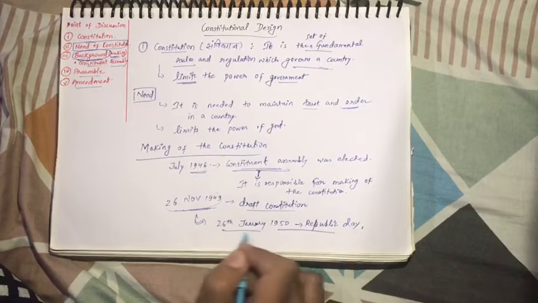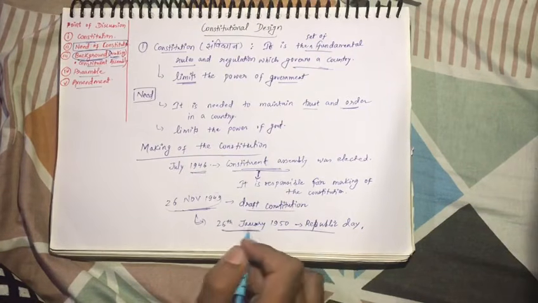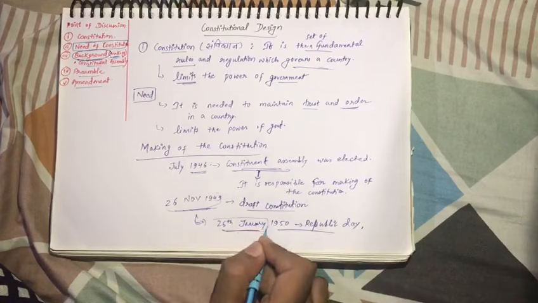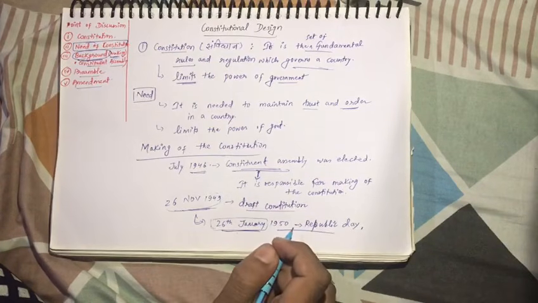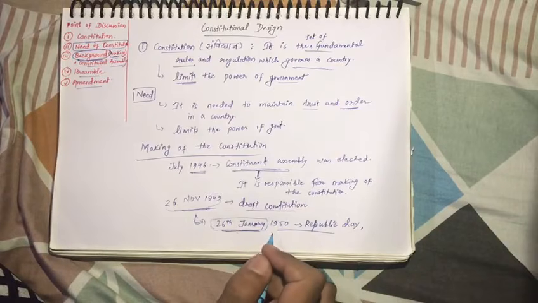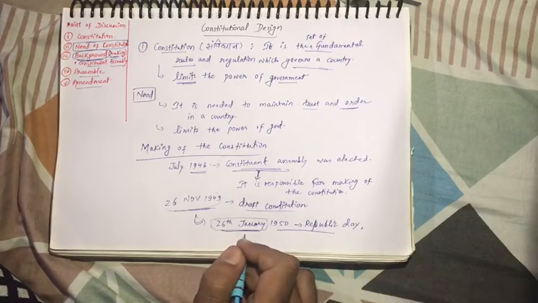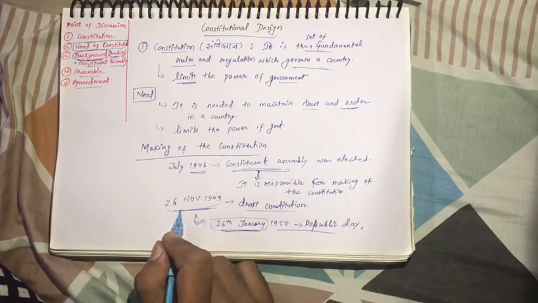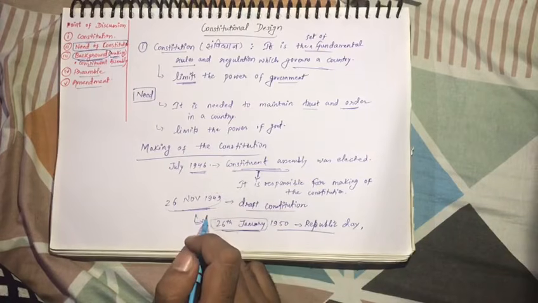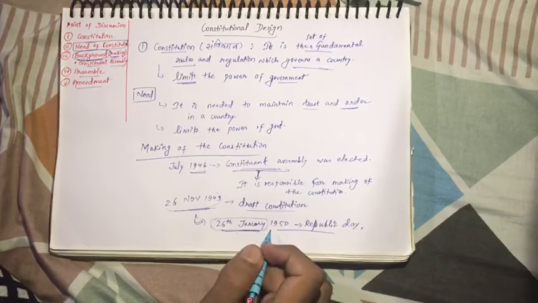Why have we chosen this date? There is a story behind this. On 26th January 1930, we first hoisted our national flag, the Tiranga Jhanda, and the Congress declared Swaraj at that time. So this date was taken. The constitution was made on 26 November, but they delayed it by 2 months because of this. This day was special in the past.